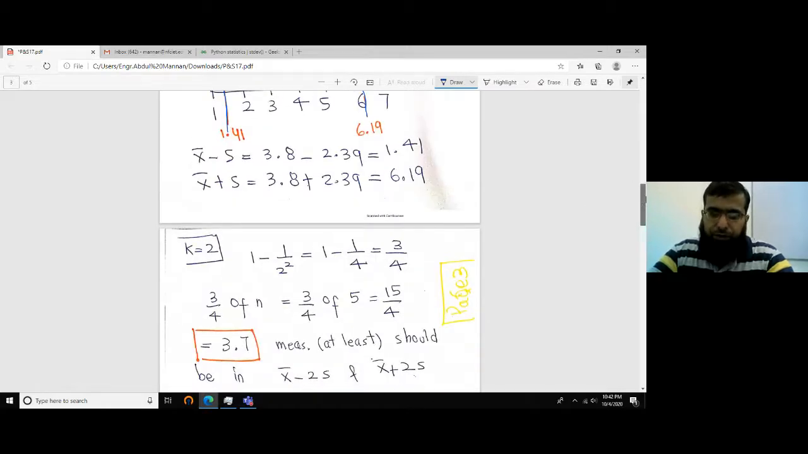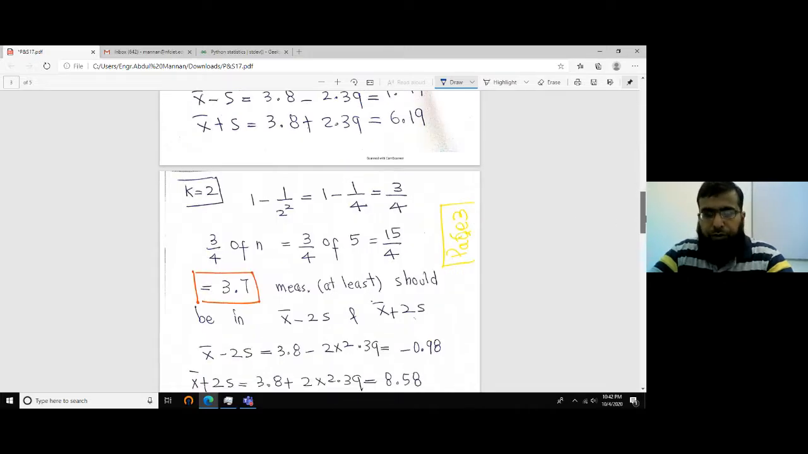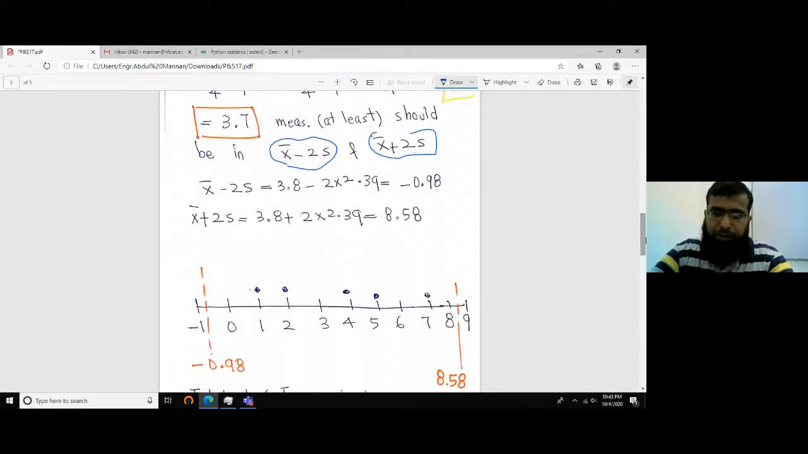Let's check it for k equal to 2. 1 minus 1 over k squared: 2 squared is 4, so 1 minus 1 over 4 is 3/4. So 3/4 of n, because n is 5, comes out to be 3.75. So we have at least 3.75 measurements in the range x bar minus 2s and x bar plus 2s. Let's find out what these limits are. x bar minus 2s is minus 0.98, and x bar plus 2s is 8.58.